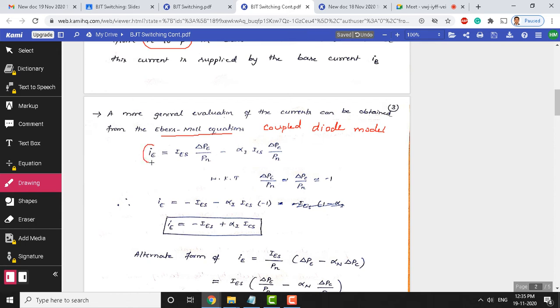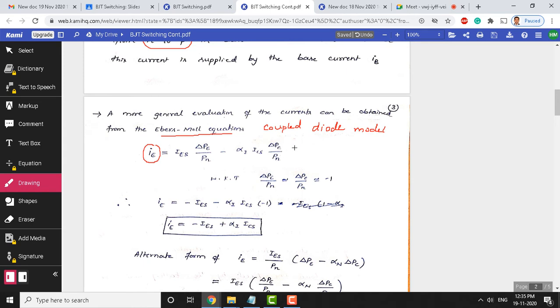The total emitter current is given by IES, the reverse saturation current, into delta P by Pn, minus alpha I. Alpha I is the current transfer ratio in the inverted mode, times ICS, which is the reverse saturation current, into delta Pc by Pn here.